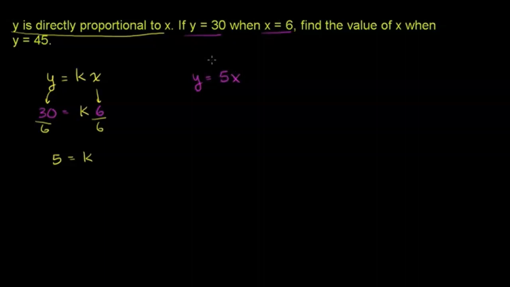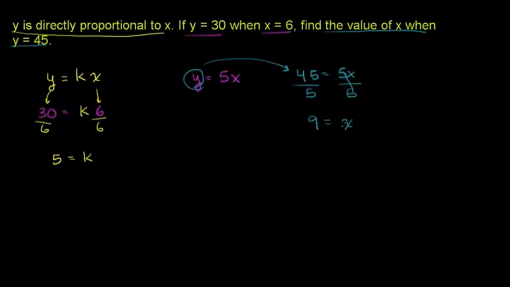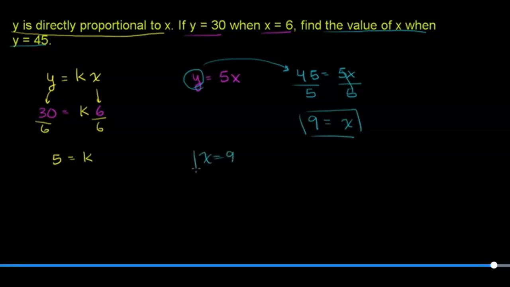Y is 30 when x is 6. And then finally they say find the value of x when y is 45. So when y is 45, we're just putting in 45 for y. 45 is equal to 5x. Divide both sides by 5 to solve for x. We get 45 over 5 is 9, and 5x divided by 5 is just x. So x is equal to 9 when y is 45.